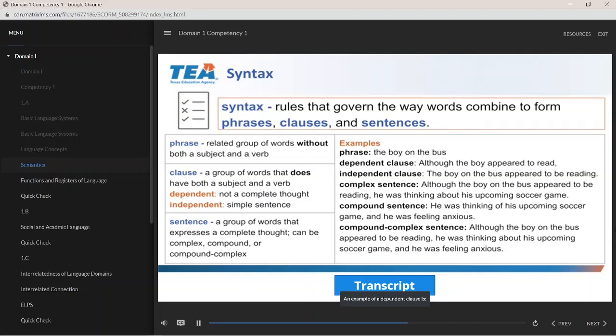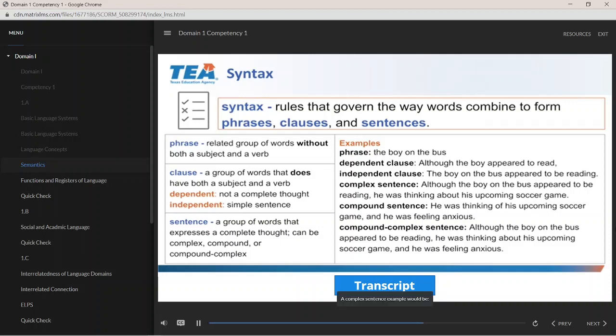An example of a dependent clause is, "although the boy appeared to read." An independent clause would be, "the boy on the bus appeared to be reading." A sentence is a group of words with both a subject and a verb that express a complete thought. Sentences can be complex, meaning it has one independent clause and at least one dependent clause, compound, meaning it has more than one subject or predicate, or compound complex, a combination of these.